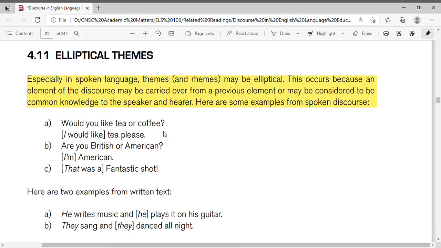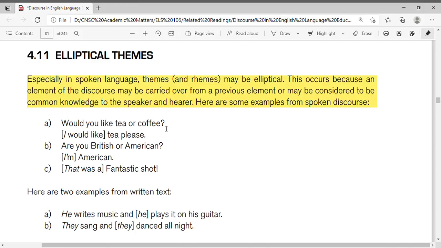And then we also have the so-called elliptical themes. Especially known in spoken language, themes and rhemes may be elliptical. This occurs because an element of the discourse may be carried over from a previous element or may be considered to be common knowledge to the speaker and hearer. Now, let us take a look at these examples.